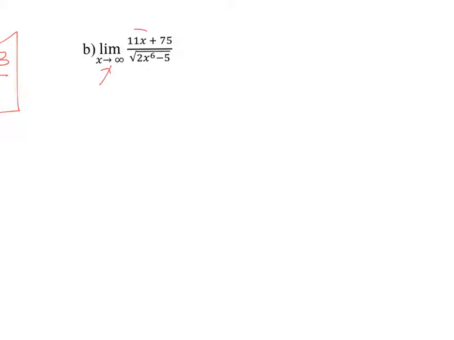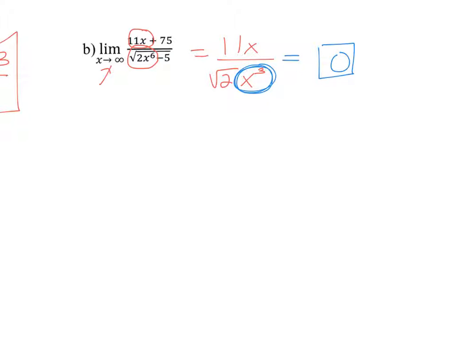You have 11x over radical 2x to the 6th. Rewrite this as 11x over radical 2x to the 3rd, because that's how it comes out. If you plug in infinity here, you should realize that the infinity of the denominator is greater because it's a higher power, so it's heavier on the bottom. So this whole thing is just going to go to 0, be pulled down.